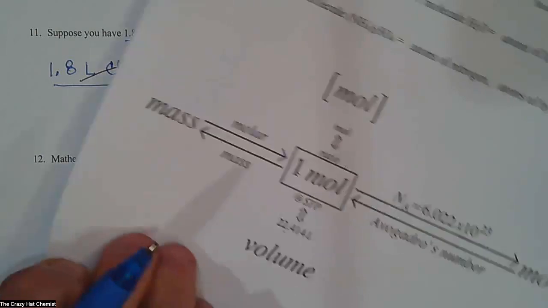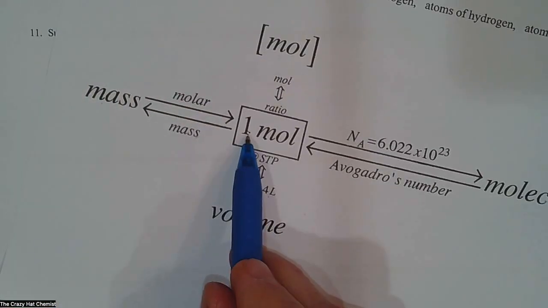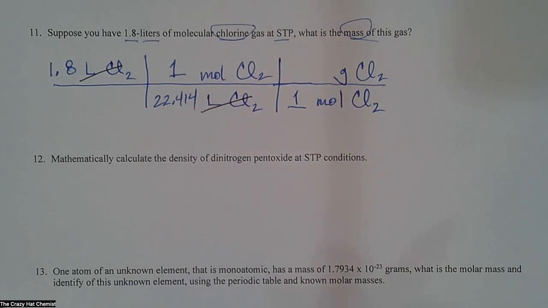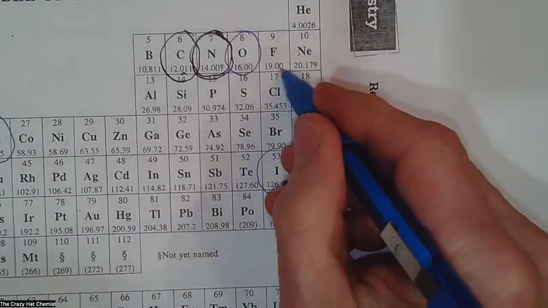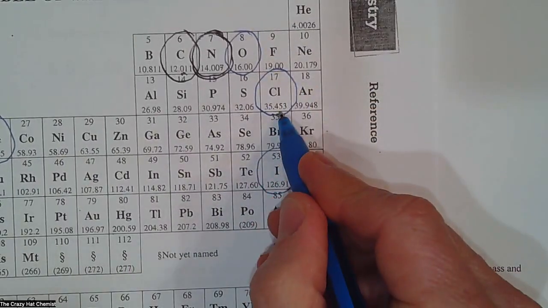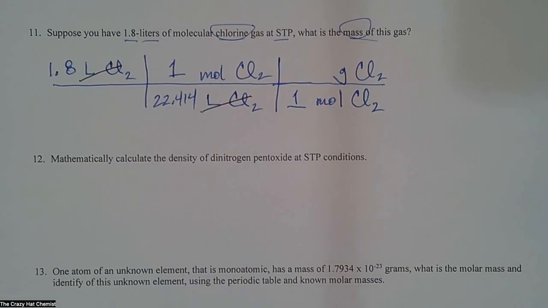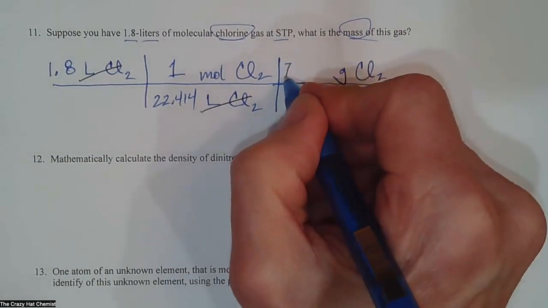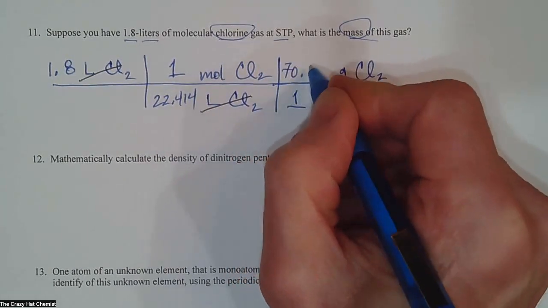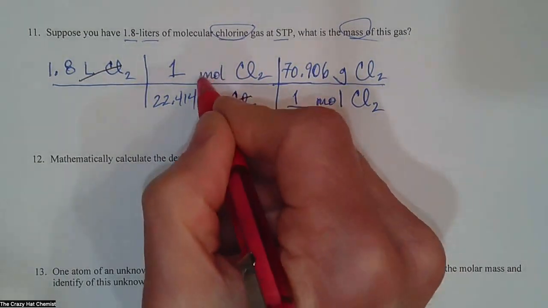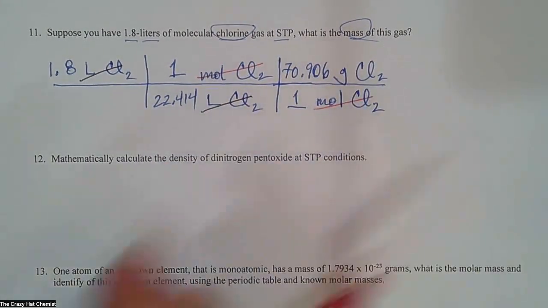What's the number in front of the mole? It's a 1. Okay, 1 in front of the mole. And then I'm going to pull out my periodic table, and I'm going to look at chlorine on the periodic table. It's 35.453. I'm going to multiply that by 2, and then I'm going to have 3 decimal places. And so that numeric value would be 70.906. This will enable me to cancel out moles of chlorine.